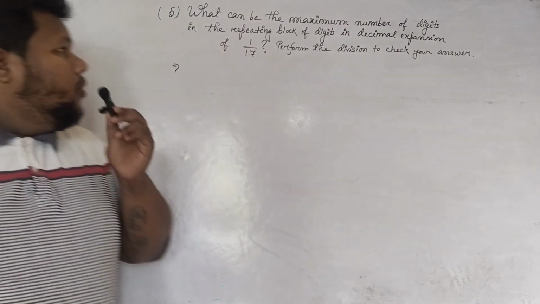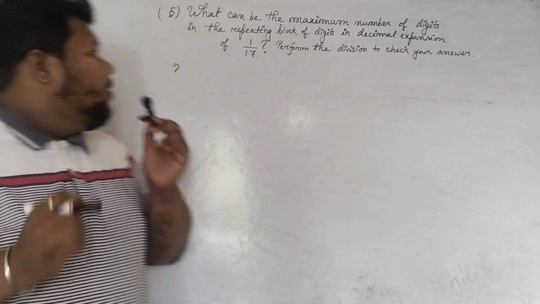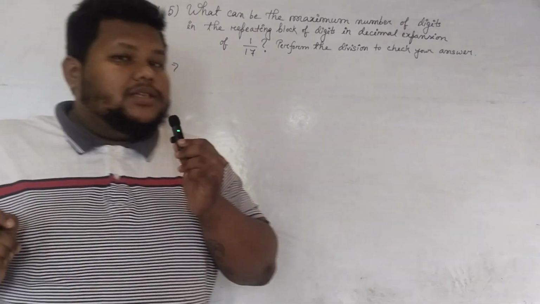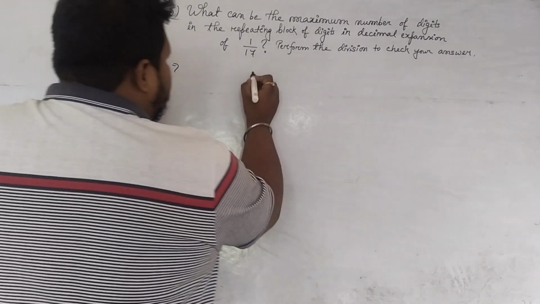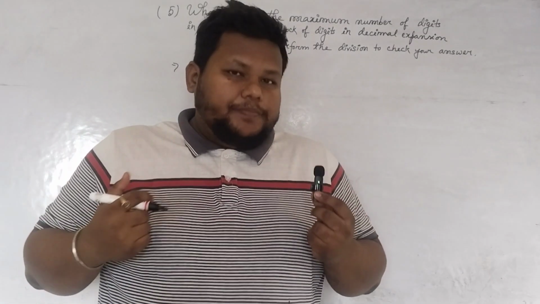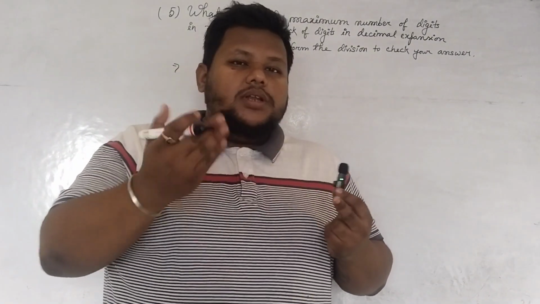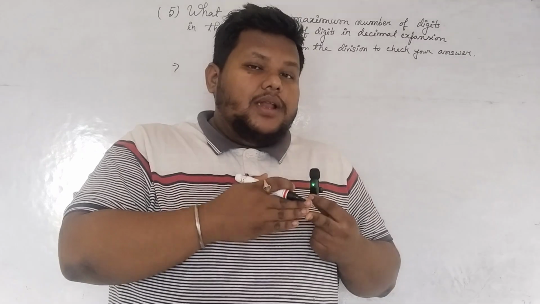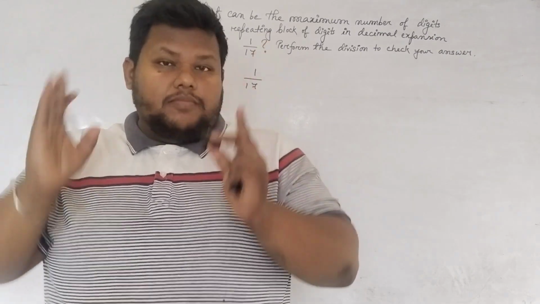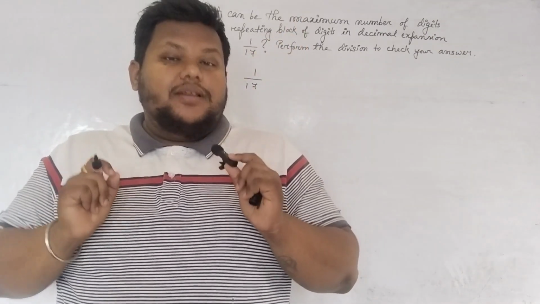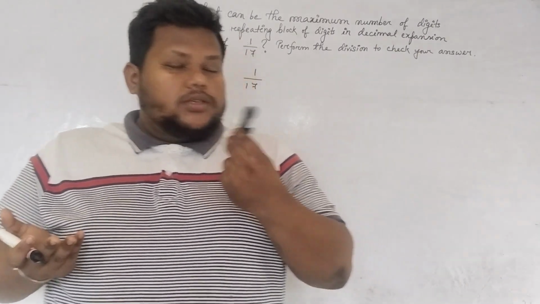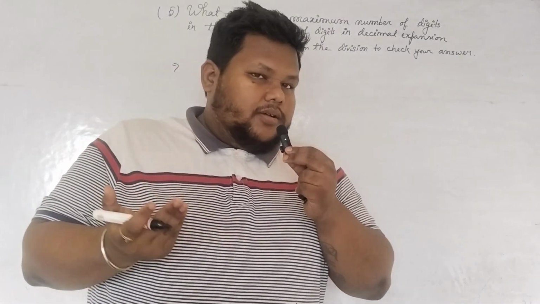So question number 5. What is the maximum number of digits in the repeating block of digits in the decimal expansion of 1 by 17? So there is a rational number 1 by 17, and when we divide it, obviously the decimal will be non-terminating and recurring, but in the recurring group of digits, how many digits will repeat? Maximum how many digits will repeat? They are asking that. So in order to find that out, we have to divide it. So our first task will be to divide it.